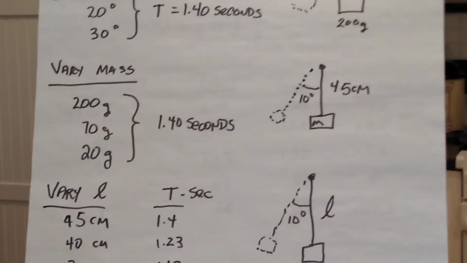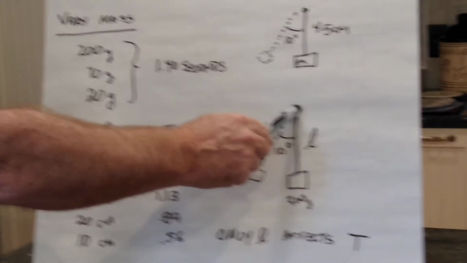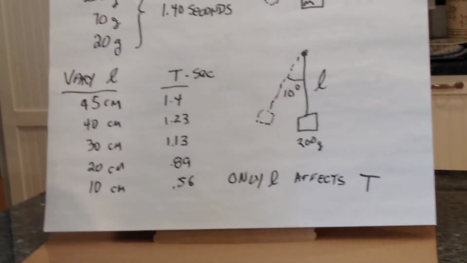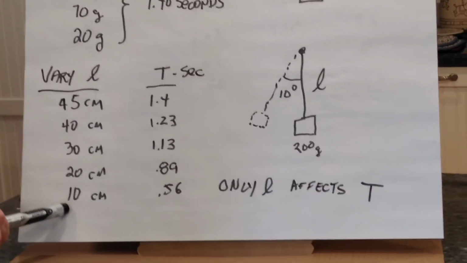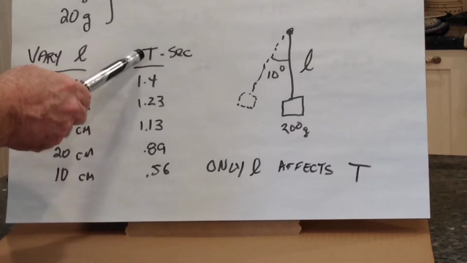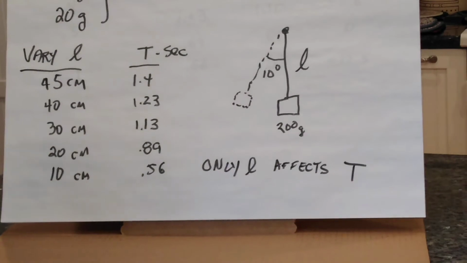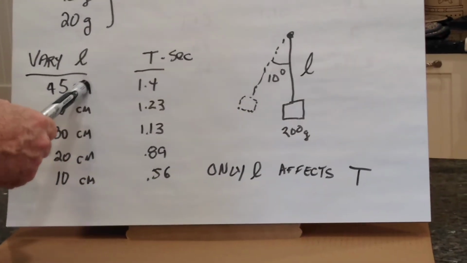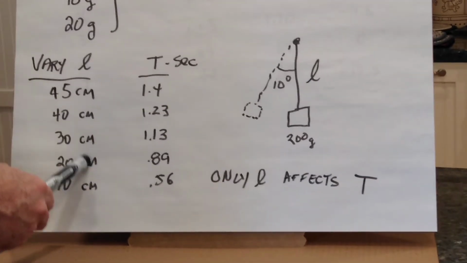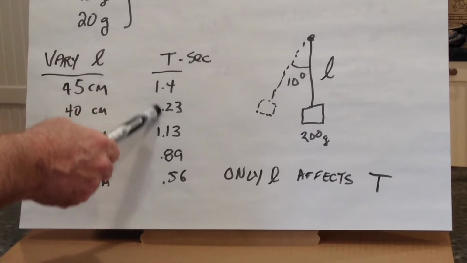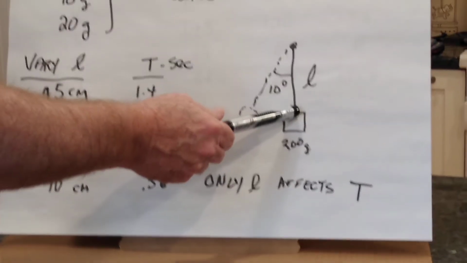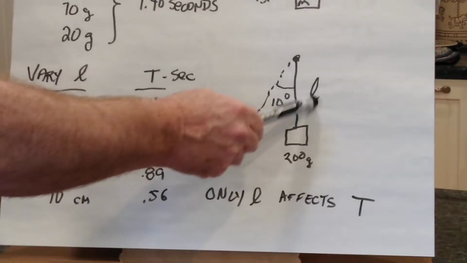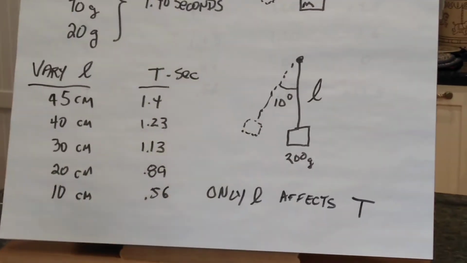Finally, we varied the arm length, this L. We varied it from 45 centimeters to 10 centimeters. And we measured the period. And as you can see, as the arm length decreased, the period decreased as well, which kind of makes sense. The shorter this arm is, the less time it takes to swing back and forth.